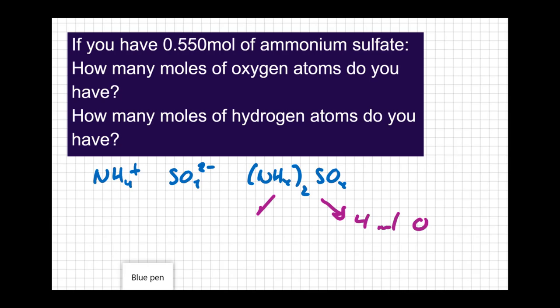The 2 distributes over, so there are 8 moles of hydrogen. If I want to know how many moles of oxygen there are in 0.55 moles of ammonium sulfate, I'm just going to use a 4-to-1 ratio. I'm going to multiply 0.55 times 4, and I get 2.20 moles of oxygen. And then I can say that there is an 8-to-1 ratio between the hydrogen and the ammonium sulfate. So if I take 8 times 0.55, I get 4.40 moles of hydrogen.